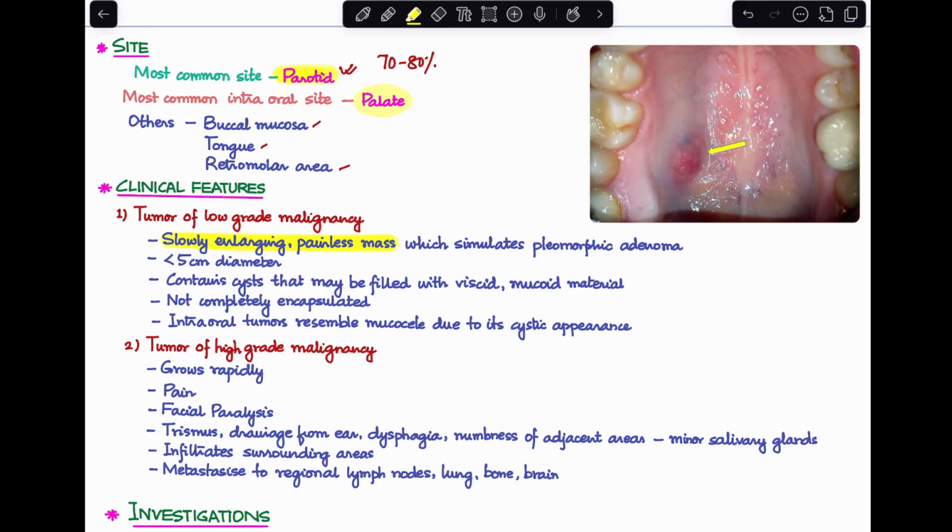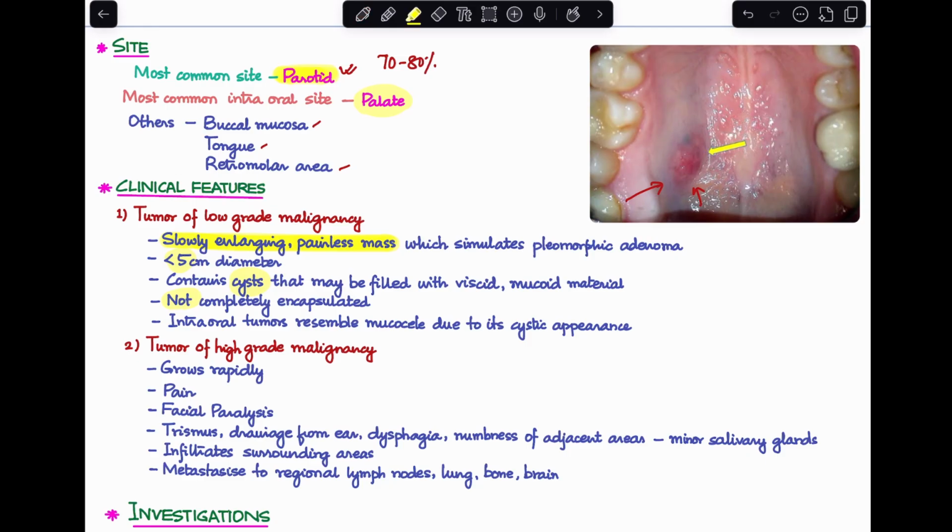These tumors are usually less than 5 centimeters in diameter. And as I've mentioned before, they contain a lot of cysts that can be filled with viscid mucoid material. They are not completely encapsulated, and intraoral tumors resemble a mucocele because of their cystic appearance. If you look at the image over here, we can see a submucosal swelling in the hard palate, and we can see how this looks very close to a mucocele, because a low grade mucoepidermoid carcinoma of the palate is very cystic in nature. So these are the features of a low grade tumor.